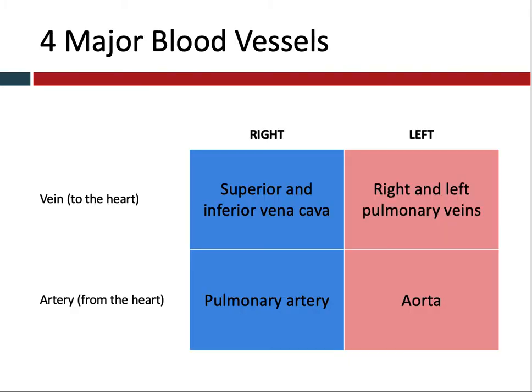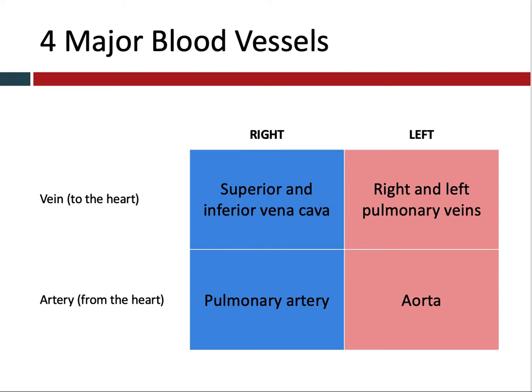So here's a little chart to summarize this. You can see the right side of the heart is carrying deoxygenated blood. The left side has oxygenated blood, and so that's the blue and the red. On the right side, you have the superior and inferior vena cavae and the pulmonary artery. And then on the left side, the right and left pulmonary veins and the aorta. The arteries are the pulmonary artery and the aorta, so they're both going away from the heart from the ventricles. And then the veins, coming back into the atria, are the vena cavae and the pulmonary veins.